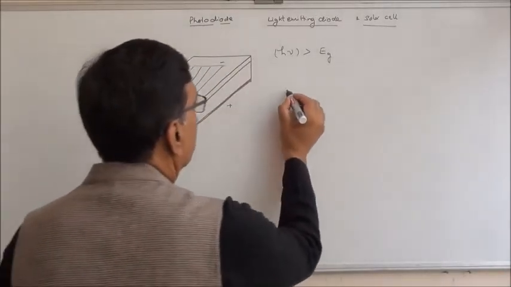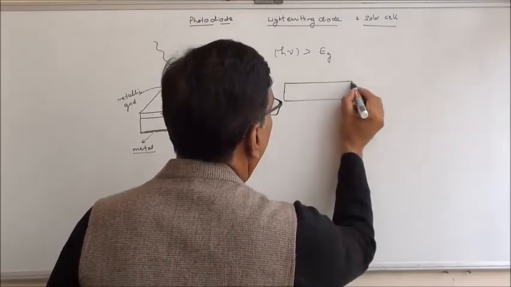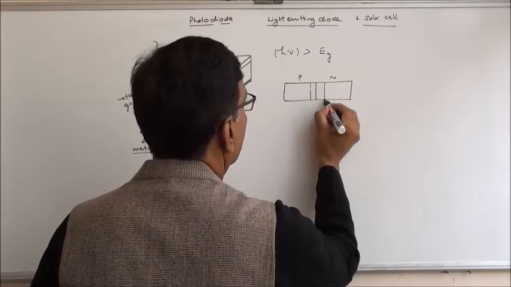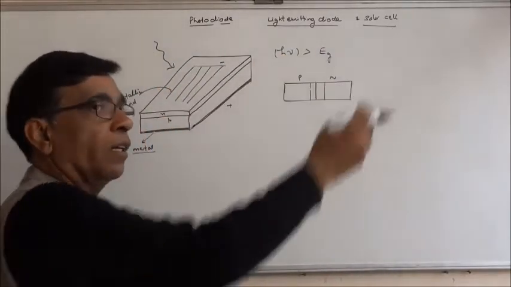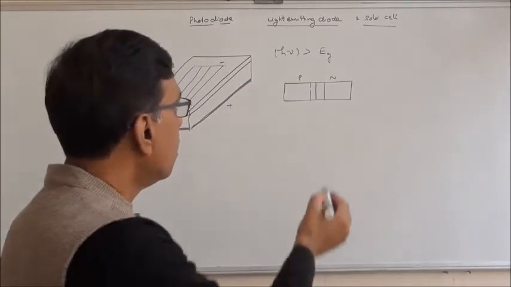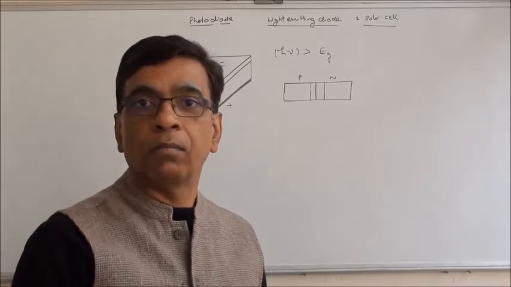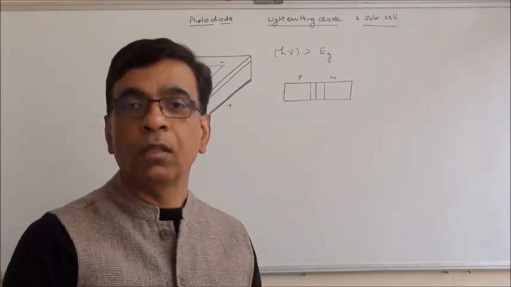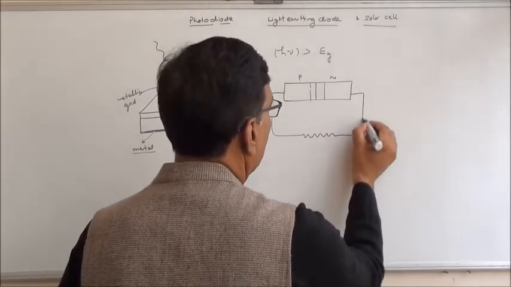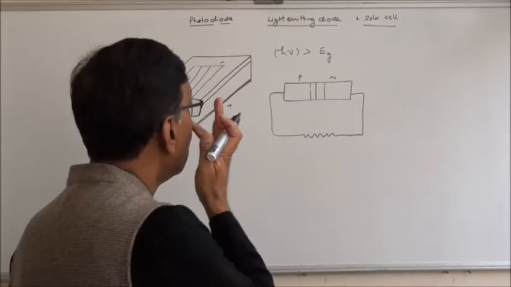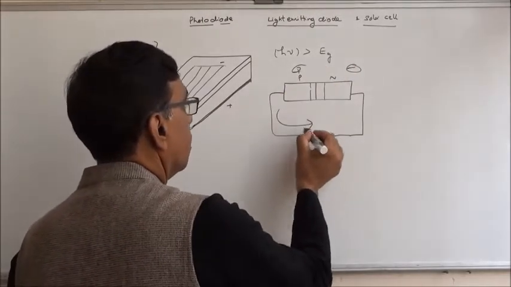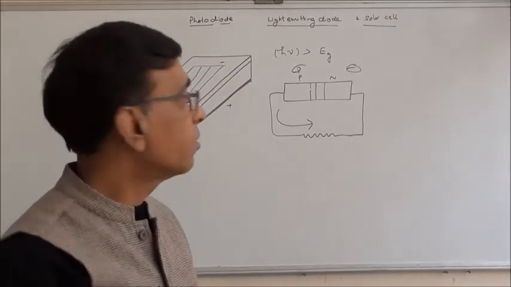So negative and positive. Now it's a PN junction again, and this is the depletion layer. Now when it is connected in any circuit, one important difference is that here we will not use any battery, because the solar cell itself is to be used as a source of voltage. So it will be connected across any resistance. The P side is plus, this is minus, so this will be the direction of current.